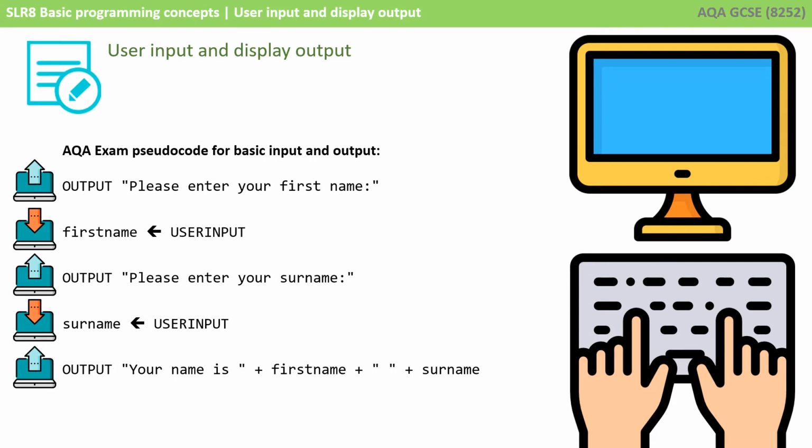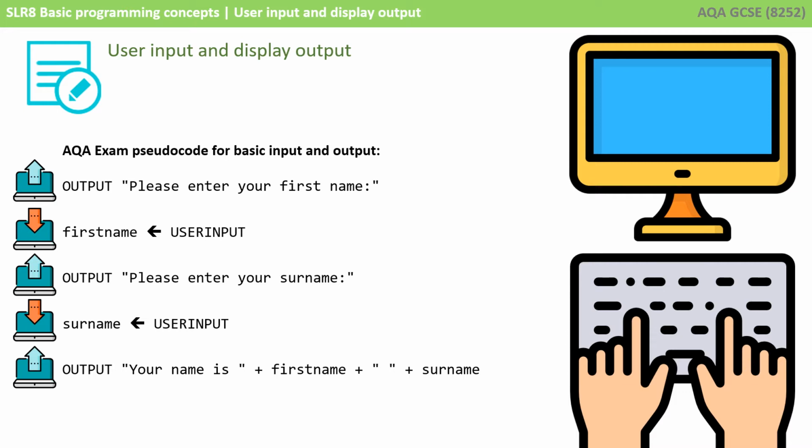In the exam, AQA will use some pseudocode to represent basic input and output, and we can see that below. So they use the word output followed by a prompt, and this will be shown on the screen. The next line, then we see the pseudocode user input, meaning that whatever the user types at the keyboard is then stored or assigned, and that's the left hand pointing arrow, into the variable first name.